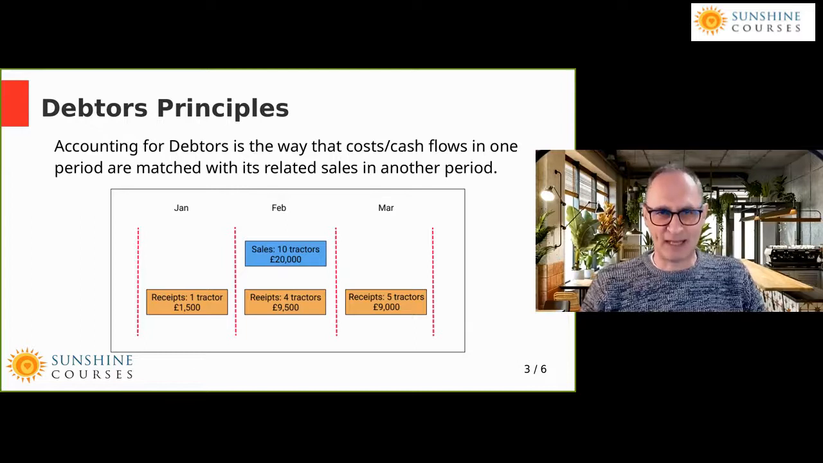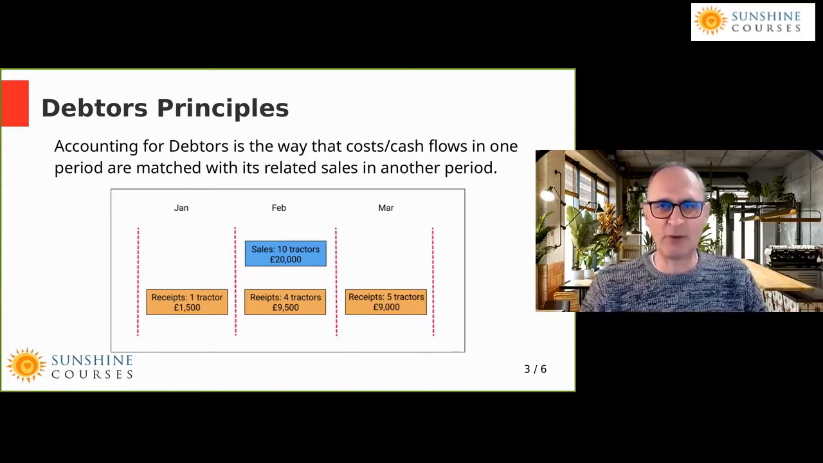And of course, in this example, in the month of March, the balancing five tractors are paid for, the £9,000, which brings our total back to £20,000. So we've sold the 10 tractors, received money in January and February and March. And in respect of the February receipts, because the money comes in the same period as the sales, we don't have any balance implications, but for both the January and the March ones, we do.